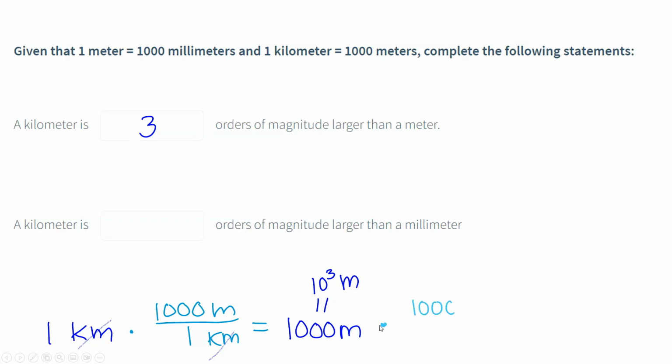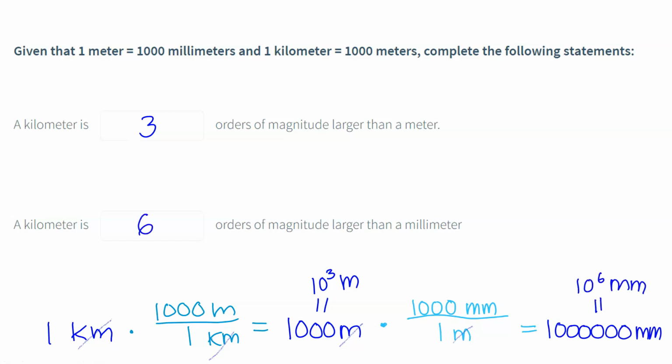Whereas if you convert that now into millimeters, going from meters to millimeters, you would have 1 million millimeters in a kilometer, which is the same thing as being 10 to the 6 millimeters, which means that a kilometer would be 6 orders of magnitude larger than a millimeter. So basically, it's the exponent of 10 that tells you how many orders of magnitude larger it is.